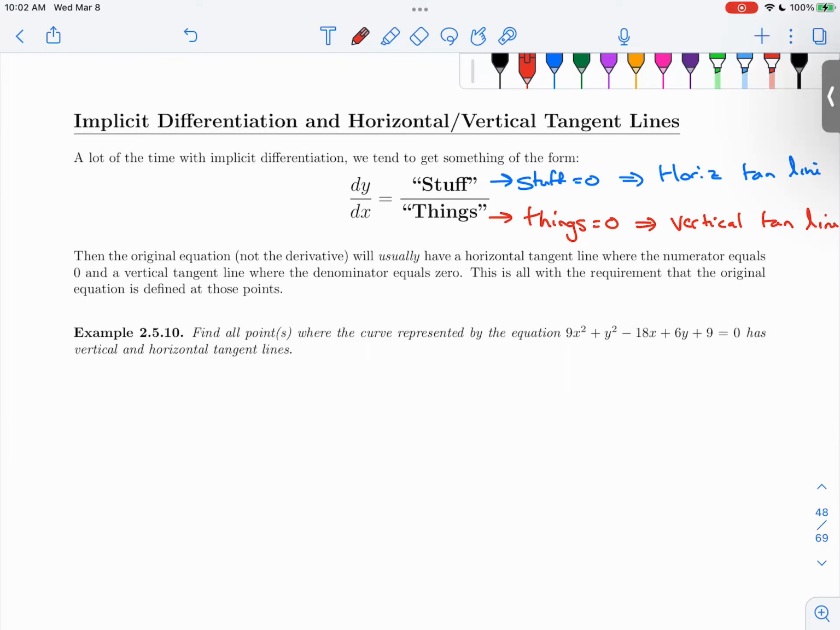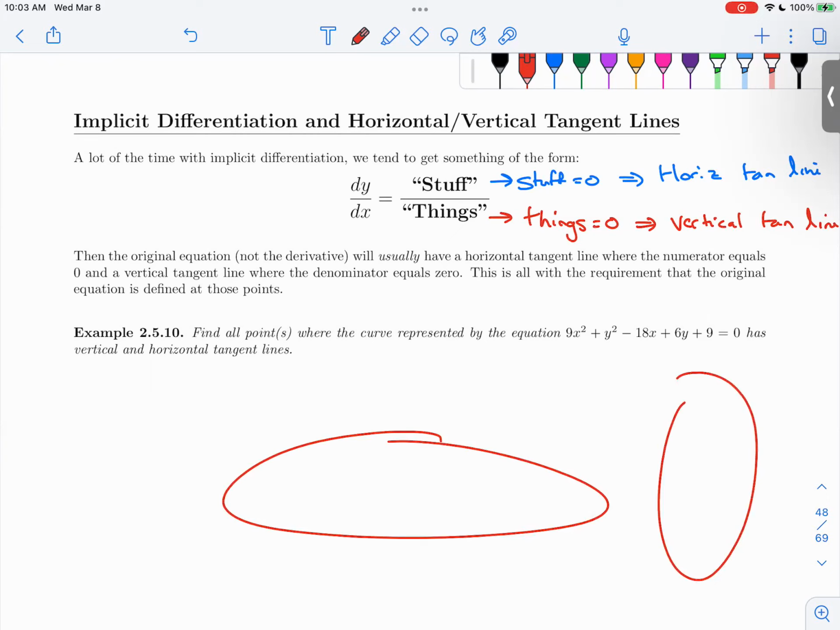So find all the coordinate points where the curve represented by the equation 9x squared plus y squared minus 18x plus 6y plus 9 equals 0. Does anybody remember what type of curve that is? Math 127 stuff. It's an ellipse. So you would expect, since it's an ellipse, it's going to have 2 vertical tangent lines and 2 horizontal, right? Because it's going to look something like this. So 2 horizontal and 2 vertical. So we should be able to find 4 values.